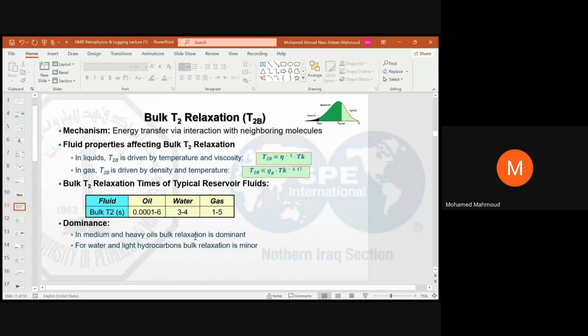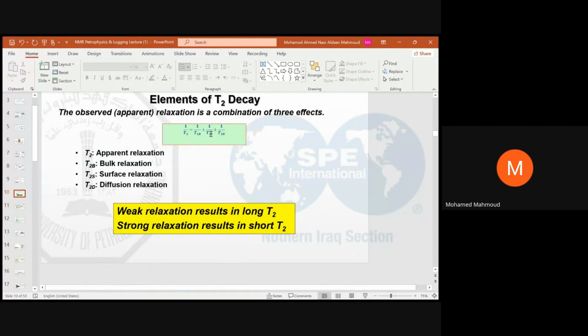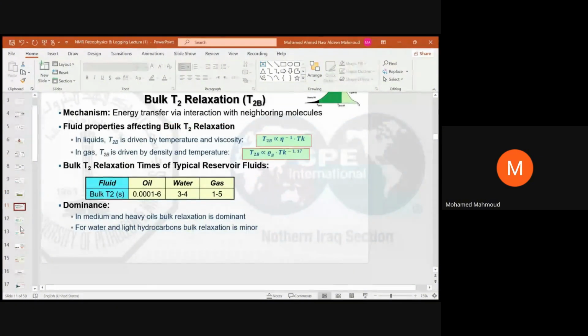So in medium and heavy oil, the bulk relaxation will be dominant. And for water and light hydrocarbons, the bulk relaxation is minor. This is why, as we said, for the components T2 bulk, T2 surface, and T2 diffusion, if one is dominant in this equation, the other two parameters will not contribute a lot. And if, for example, this one is minor, the other two parameters will be the dominant ones. So in each application, we can see which one is dominant, which one is minor, and what is the information that we can get from this equation.